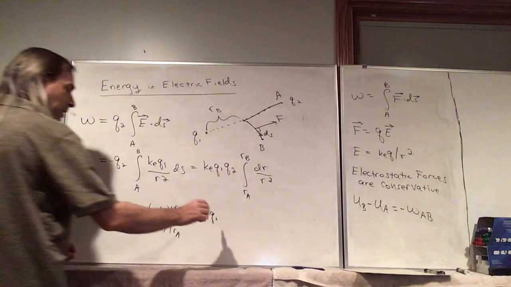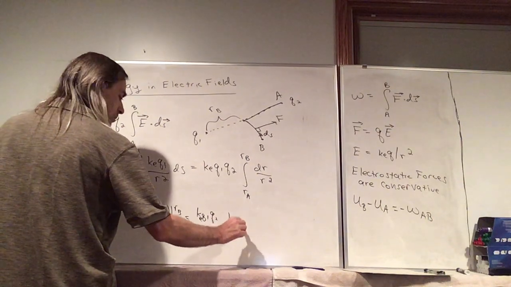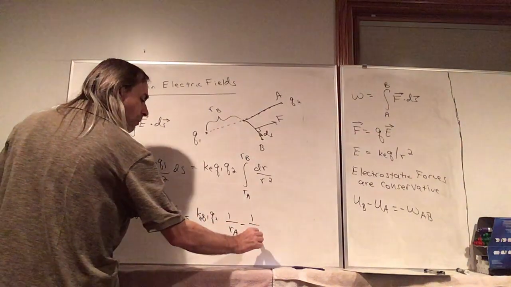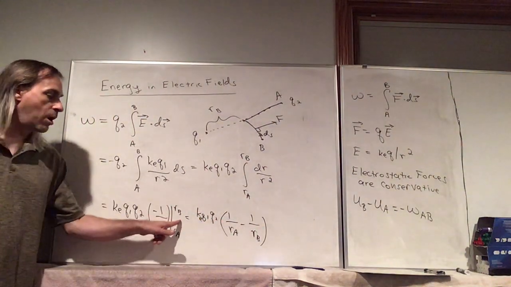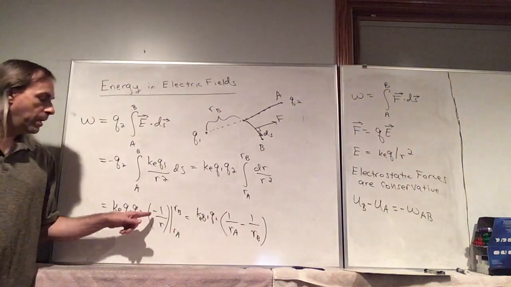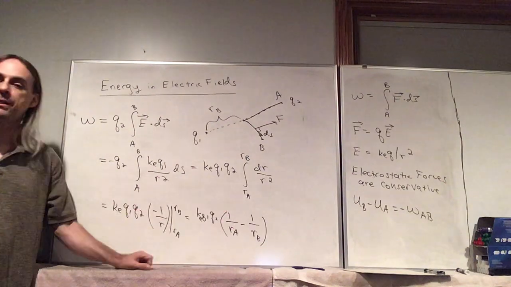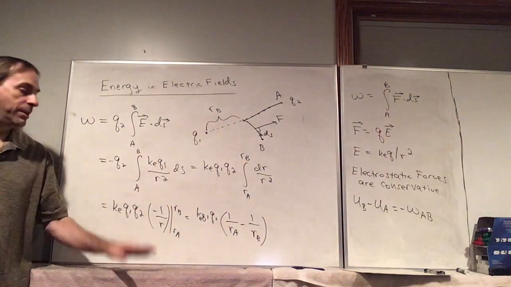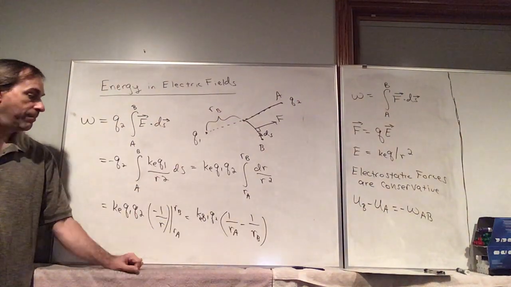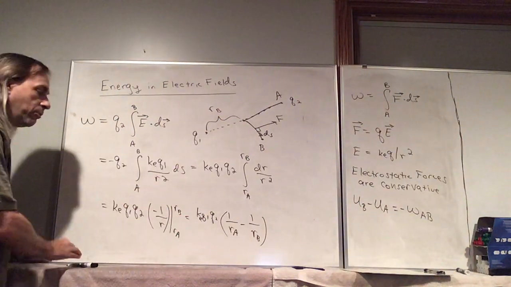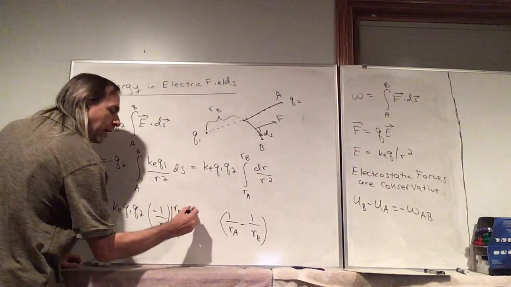So this is going to be minus 1 over RB, so let's write it here. And then minus 1 over RA, so that term's going to be positive. Let's put that in front. So this is the work connecting point A and point B. Ke Q1 Q2 times this thing in parentheses. I'm going to write this a little better.